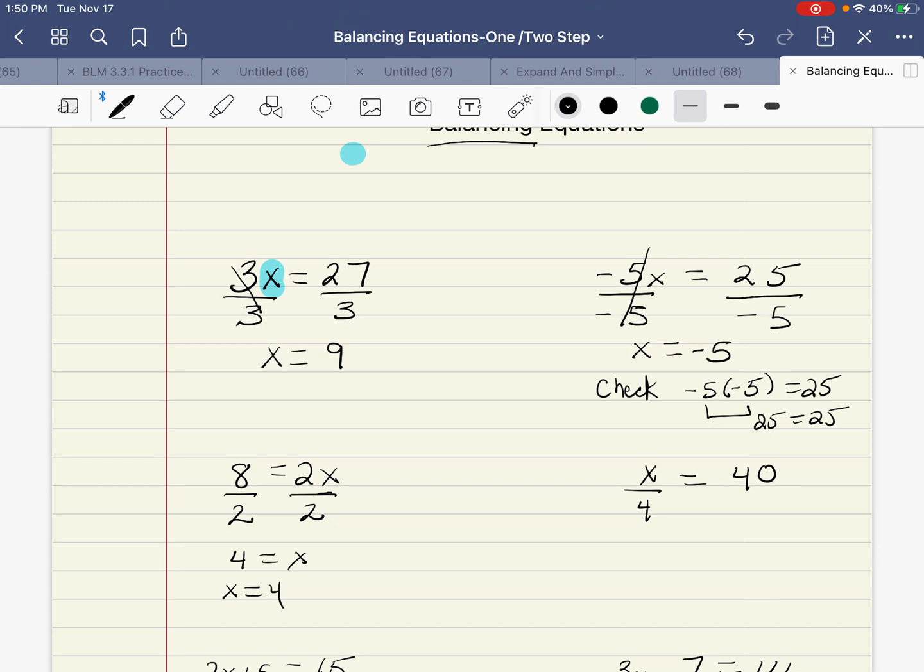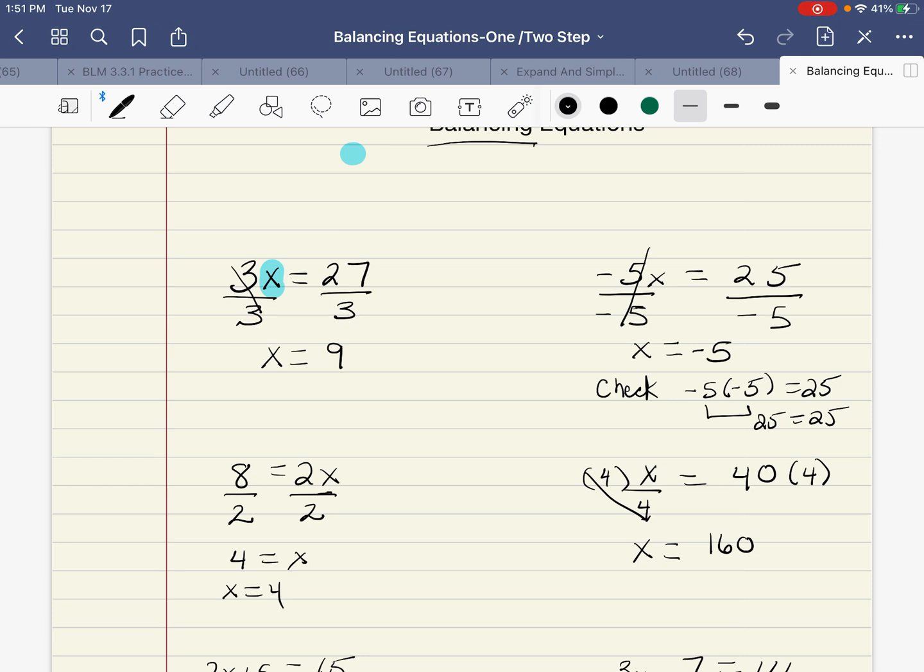Now this one, x divided by 4 equals 40. Again, think of the opposite. The opposite is going to get you the 1x. So instead of divide by 4, I'm going to multiply by 4. That's going to give me 4 over 4, which is just going to leave me with x. But I have to balance it, so I multiply by 4 here, and then my value of x is 160.